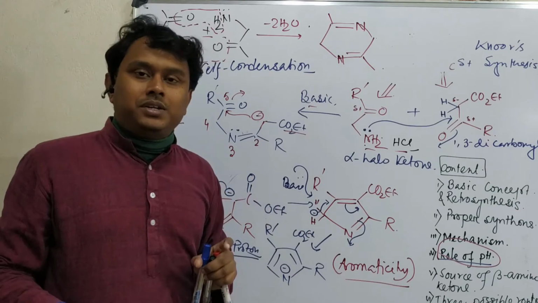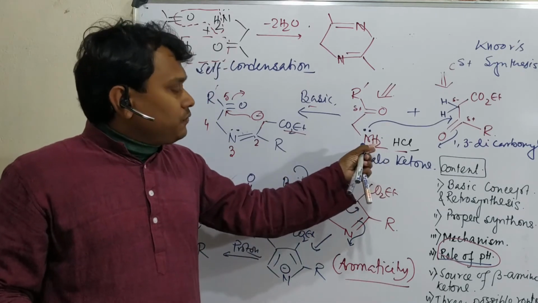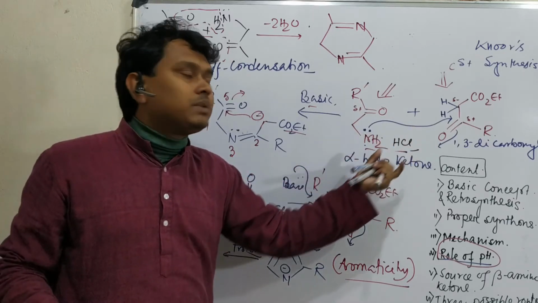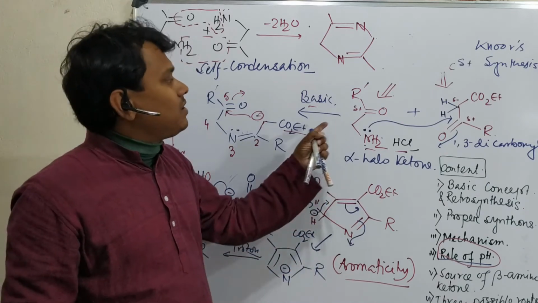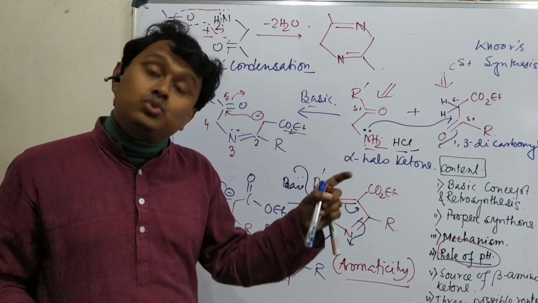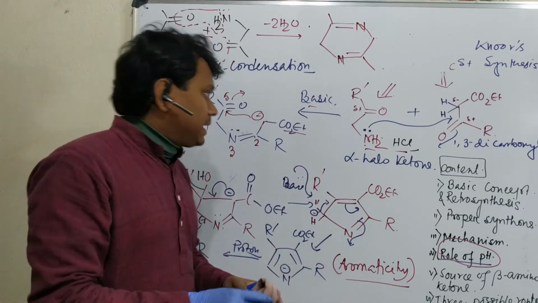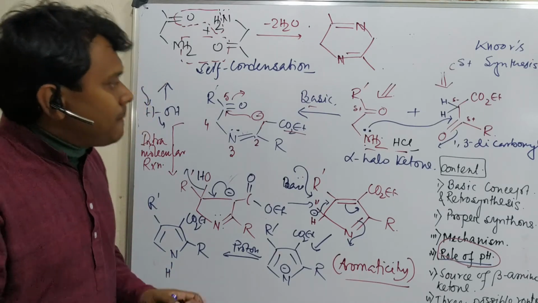And keep it in mind, we can't use acidic condition, because if we use acidic condition, these NH2 will be blocked. So who will do the base condensation? Possible. But there is another side reaction, that is aldol condensation, possible under acid through enol formation. Fine. So that's why we will not use acid. Second, find the role of pH. pH is expected to be basic.